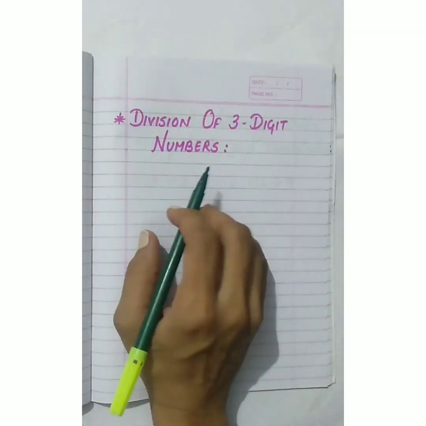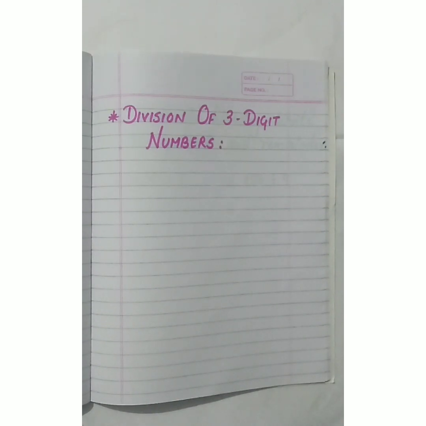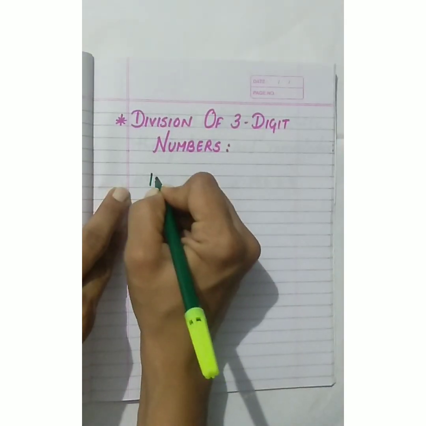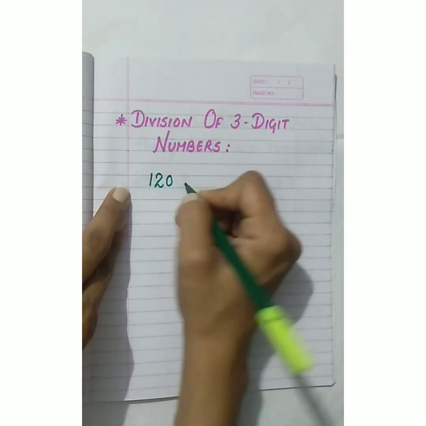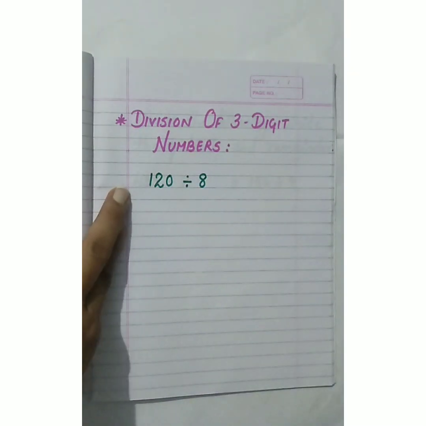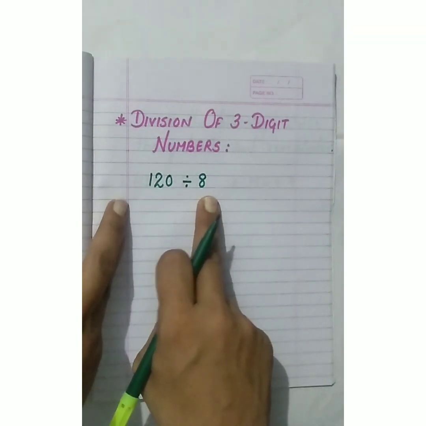Division of three-digit numbers. So, my dear students, we have learnt the simple division as well as the division of two-digit numbers. Now, it's time to learn the division of three-digit numbers. Let's see how we can do it. Let's take one example as 120 divided by 8. So here our dividend is 120 and our divisor is 8.